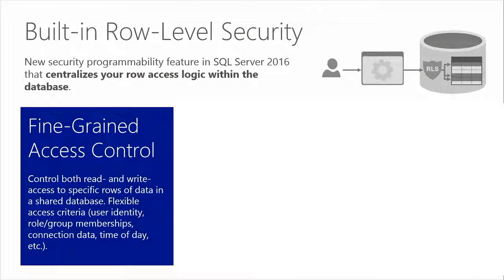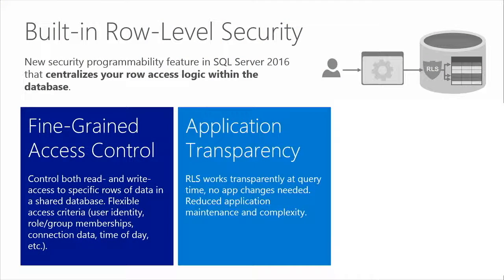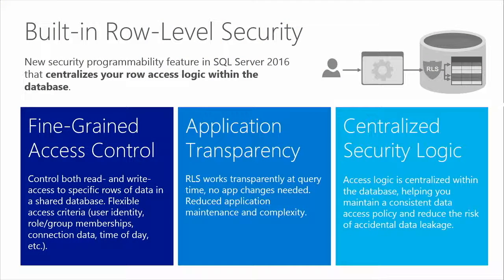So the second point about RLS that's really great is application transparency. What this means is that RLS is completely transparent to your application code. You don't need to make any changes in order for the filtering to work. This reduces the complexity of your application code and means it's a lot less work to maintain it as your code base grows.